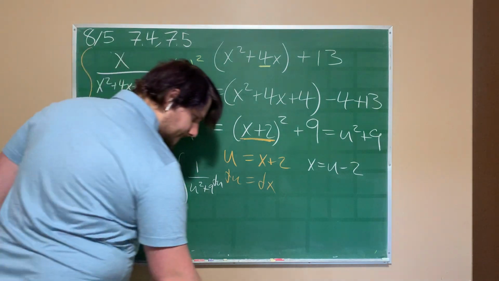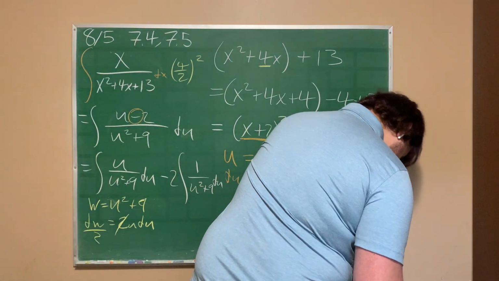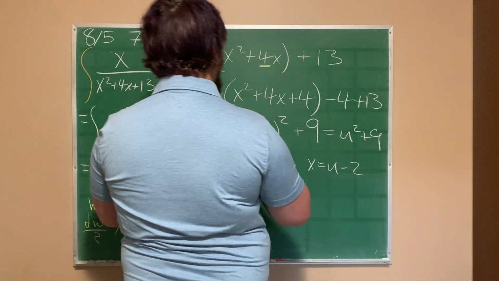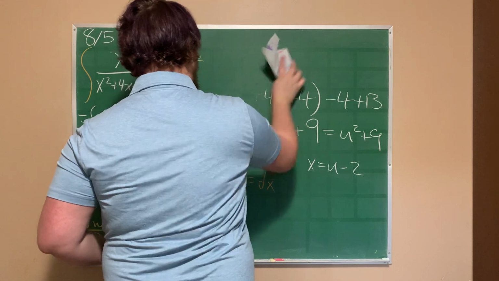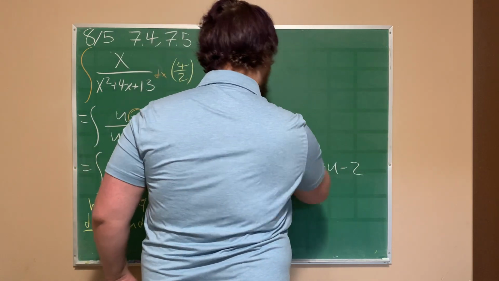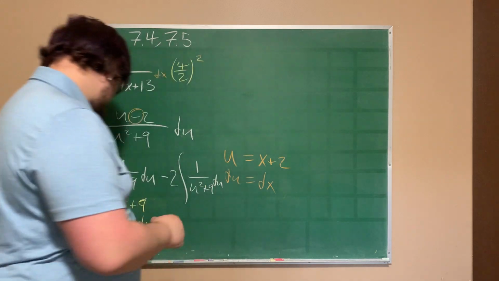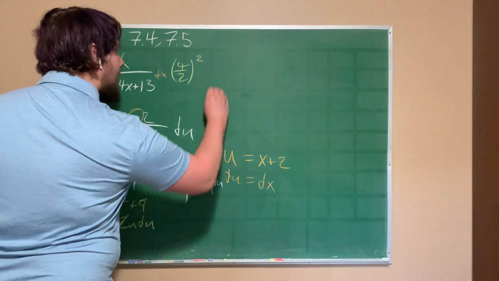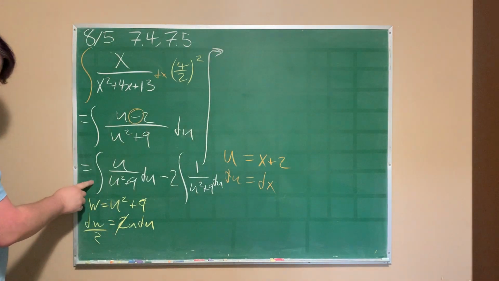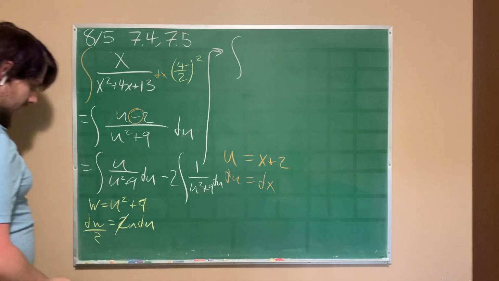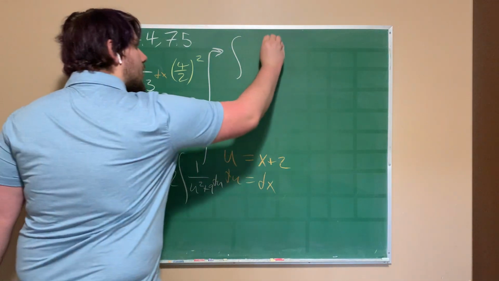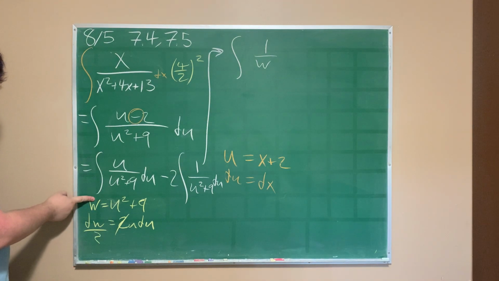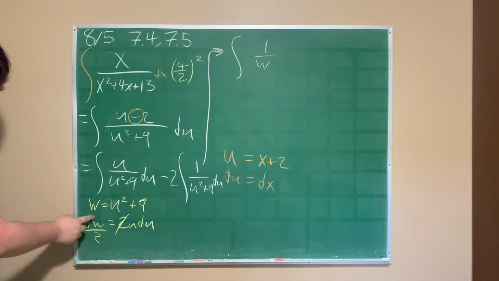Okay. Now to continue, we're going to recopy these integrals here. So we have the integral of 1 over w. So 1 over the u squared plus 9 becomes 1 over w. And then the u du becomes dw over 2.